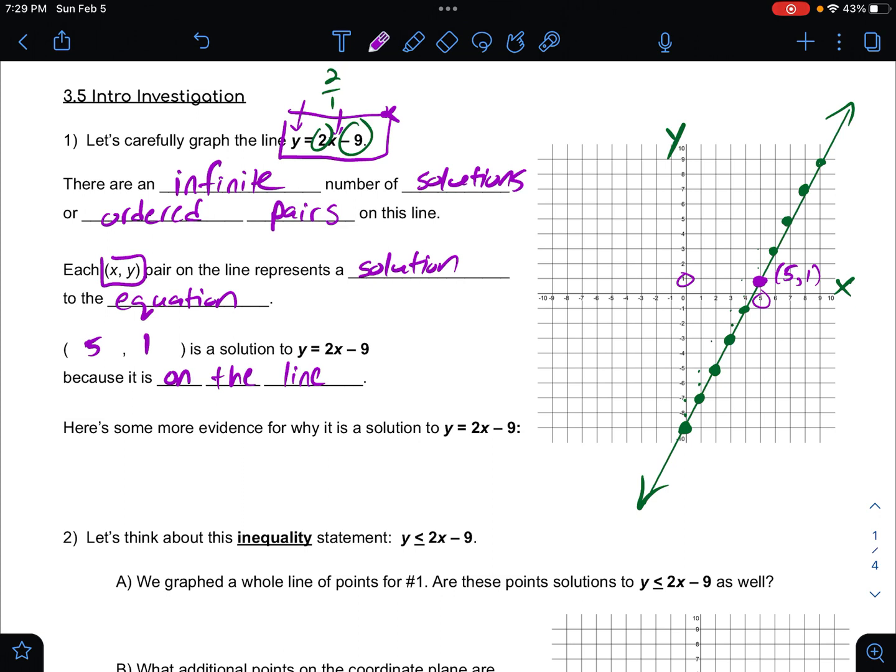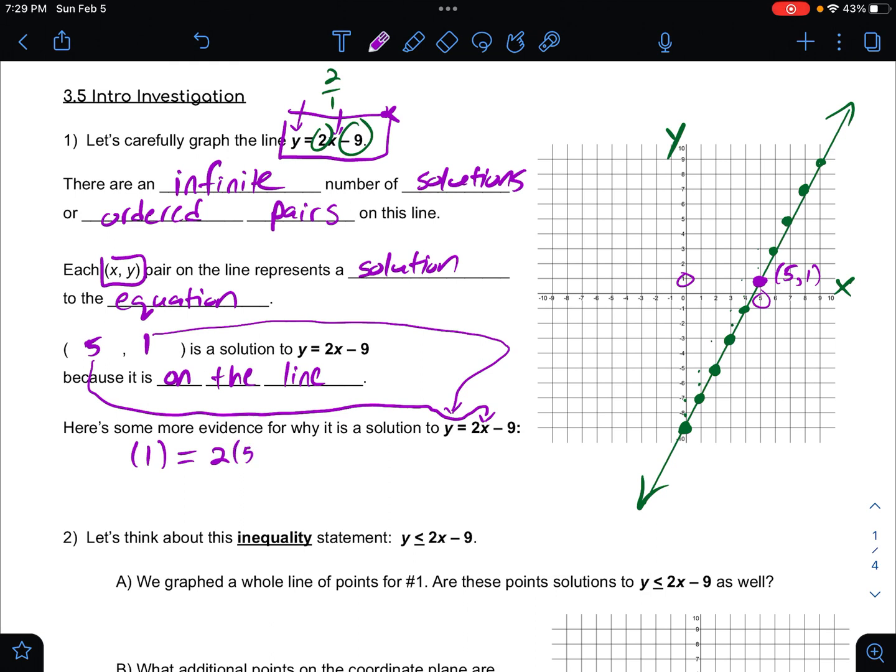Let's go ahead and take the y value for that point and put it in for y. And let's take the x value for that point and put it in for x. All right, and see what that gives us. So we'll take the y value for that point, which is 1, and put that in for y. And we'll take the x value for that point and put it in for x. So instead of y equals 2x minus 9, we put 1 in for y and 5 in for x.